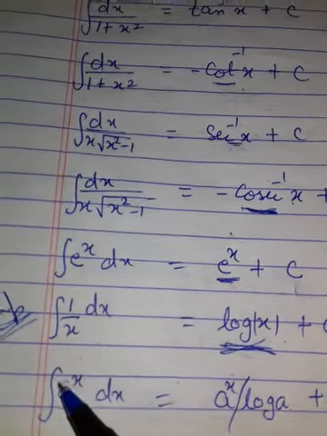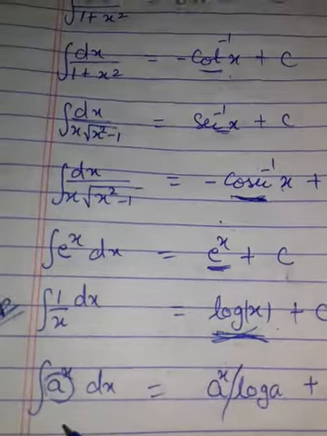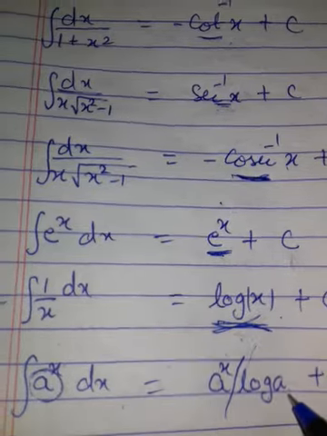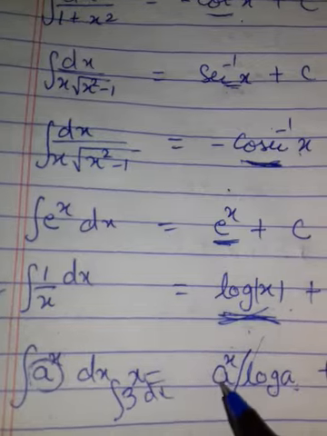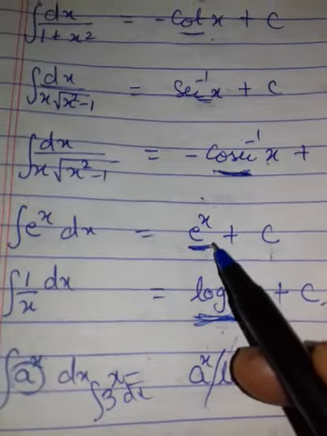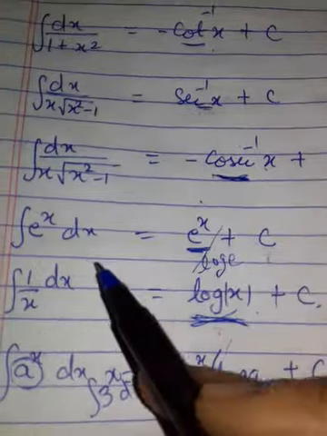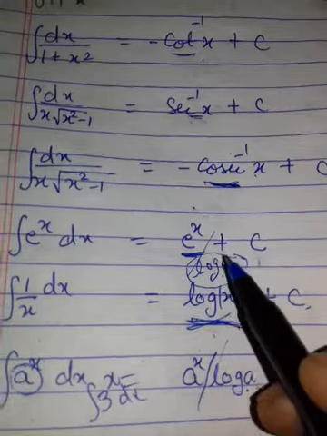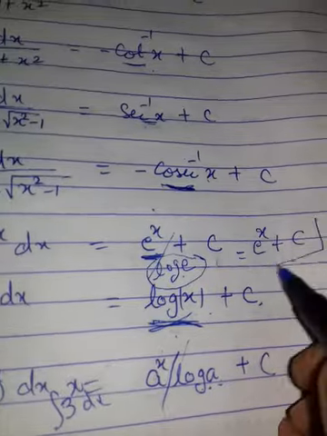Whenever any number or constant value other than e is given, you will take its integration firstly the same, upon log a. A means any number can be there. For example, 3 raised to power x dx. So what will you take in place of a? 3. Clear? Now you can ask why we have not taken upon log e. A is working as e here, right? So what is log e? Log e is 1. That's why we have used the same result, because the value of log e is 1.